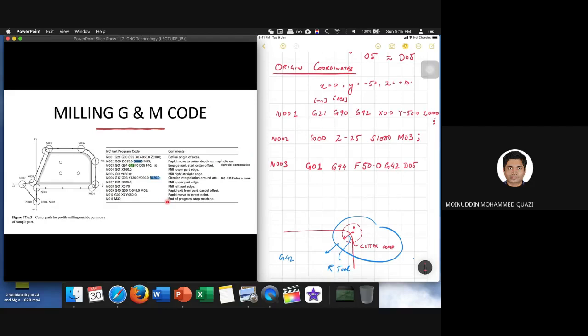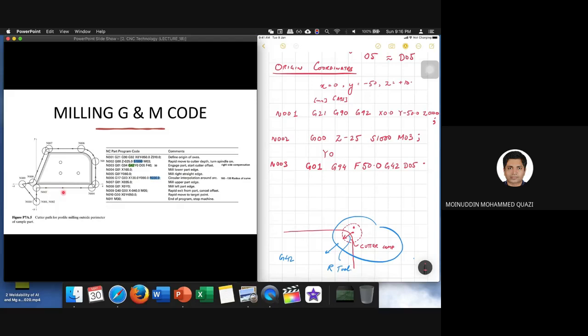Okay, next. Now we specify the feed. The feed has already been specified. That's it. And now it is telling to go to Y0. G01 is linear interpolation, so I will write here Y0. Move towards Y0. So now I am at this point. Because of cutter compensation, this is the distance I have left. So I am not at this position.